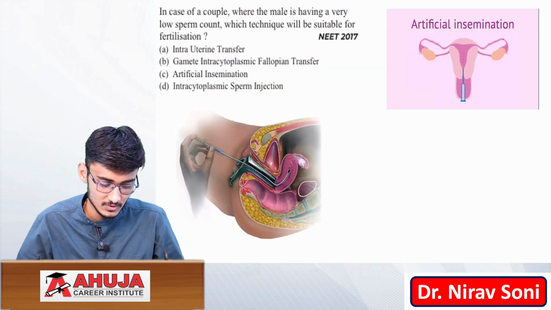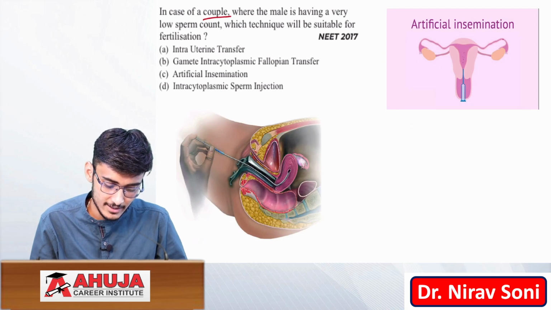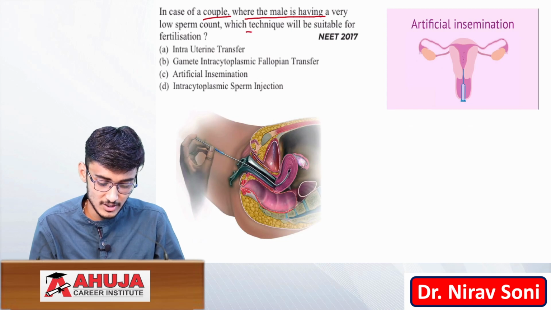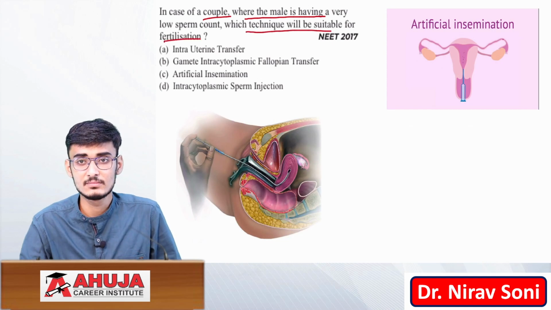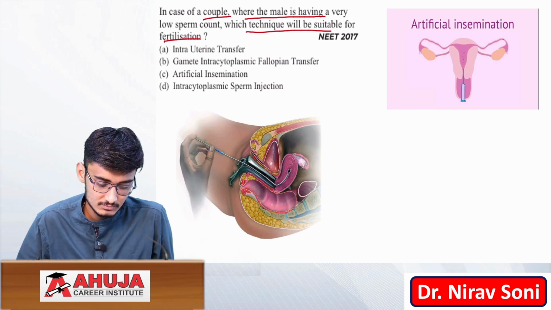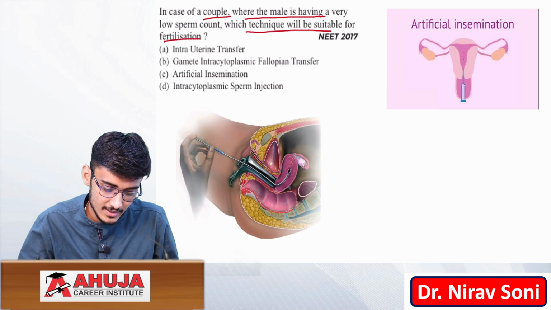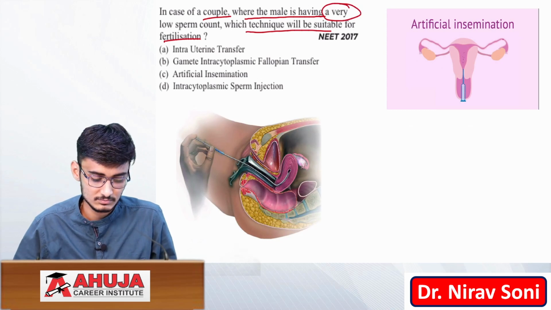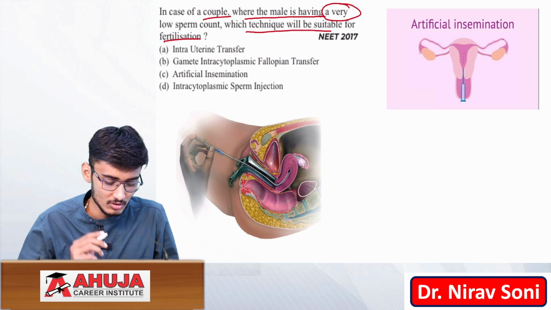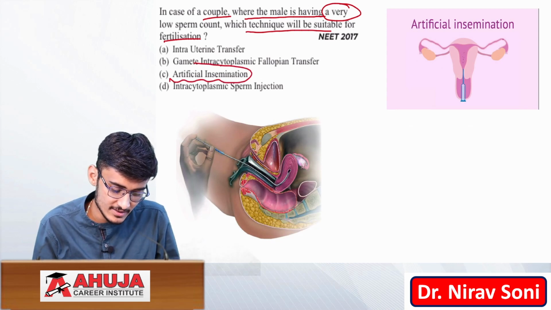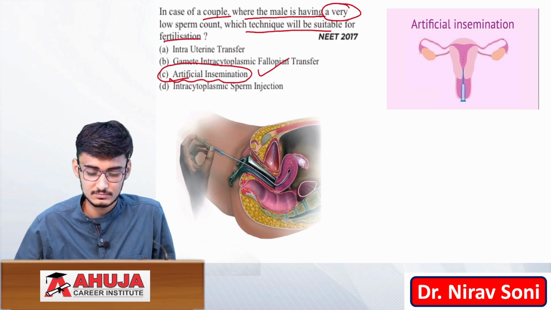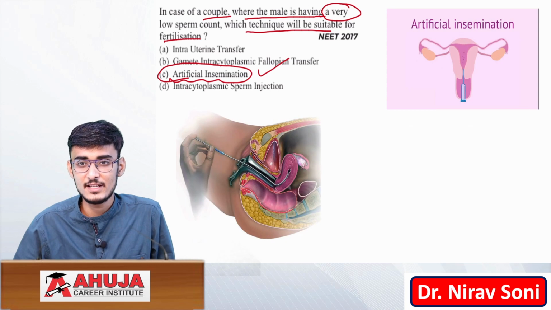Next, in case of a couple where the male is having a very low sperm count, which technique will be suitable for fertilization? This is your previous year examination question. Very low sperm count. It is not low, it is very low sperm count. They use the artificial insemination technique. Option C should be right over here.